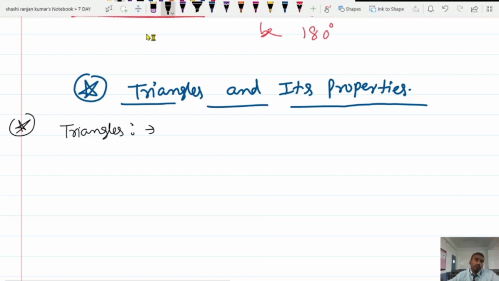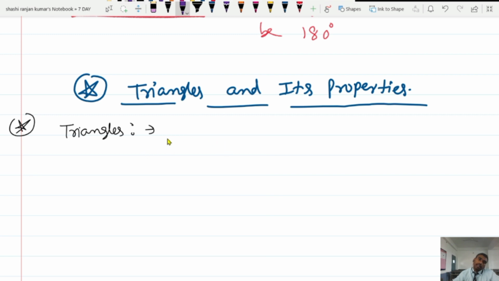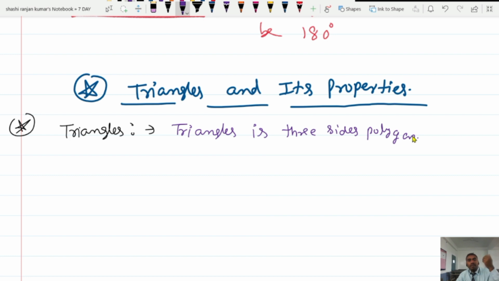So triangle we can define this way. Triangle we can say is a three sides polygon. Triangle is a three sides polygon. Triangle is a polygon having the minimum number of sides.